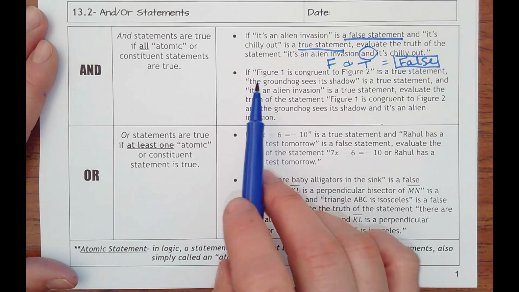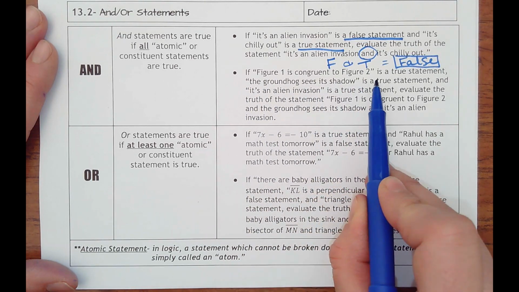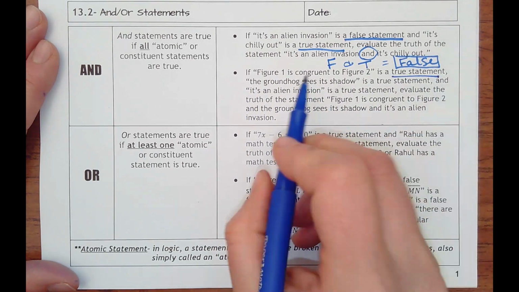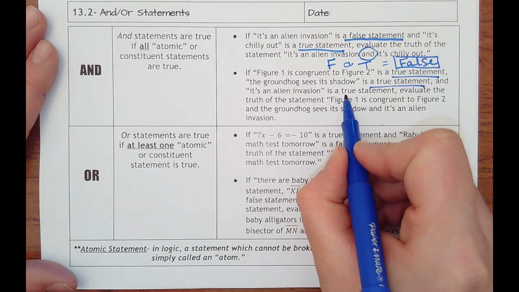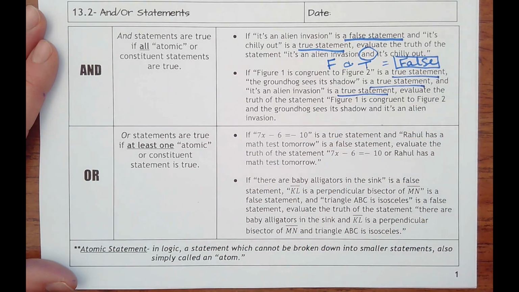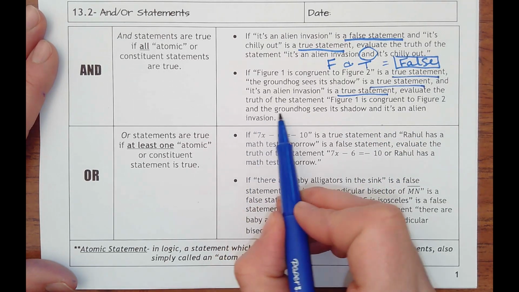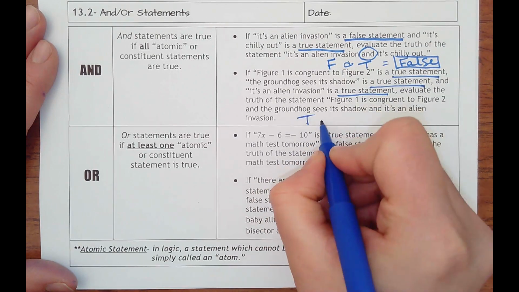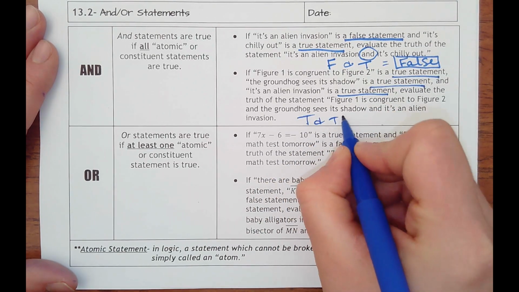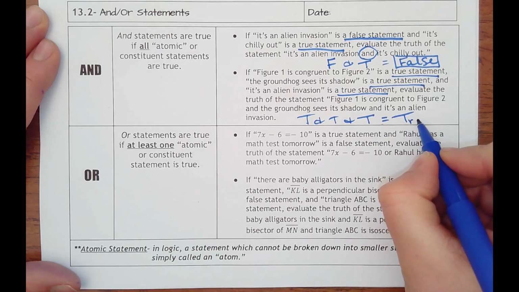Okay, the next one has 3 atomic statements in it. If figure 1 is congruent to figure 2 is true, the groundhog sees its shadow is true, and it's an alien invasion is true, evaluate the truth statement of figure 1 is congruent to figure 2, and the groundhog sees its shadow, and it's an alien invasion. That was a true and a true and a true. Since all 3 of those were true, the whole thing will be true.